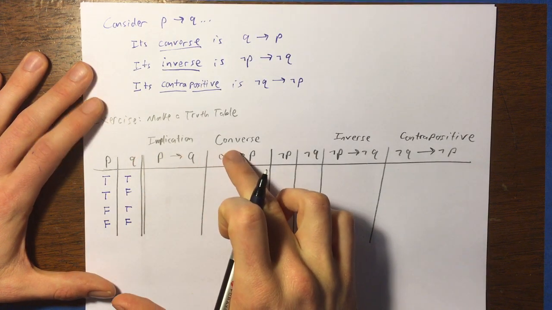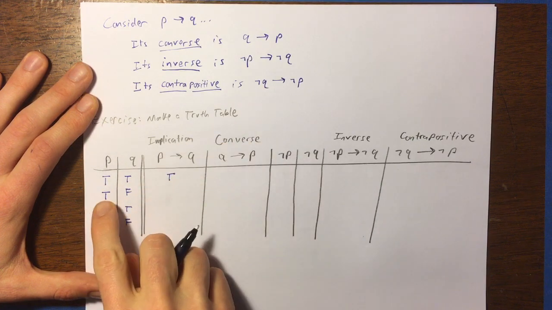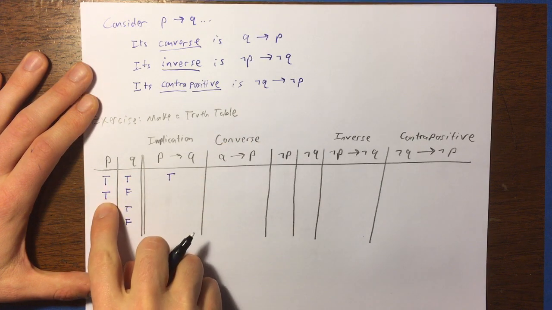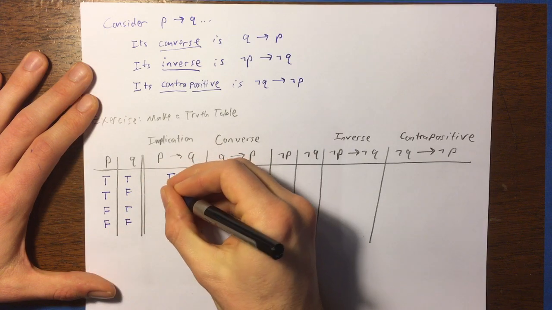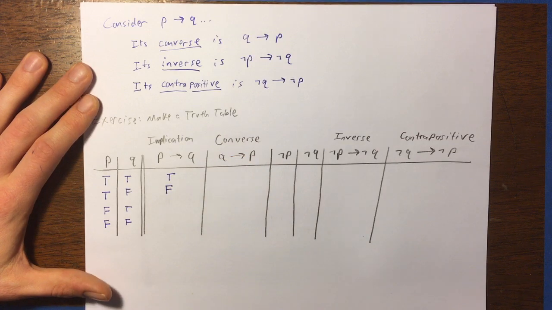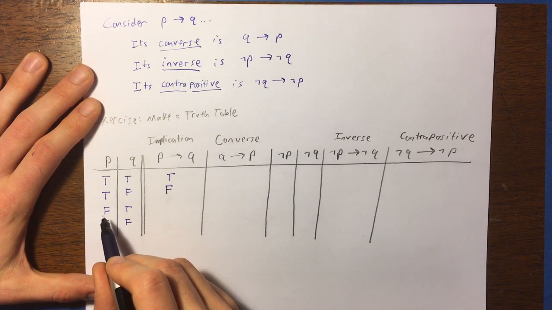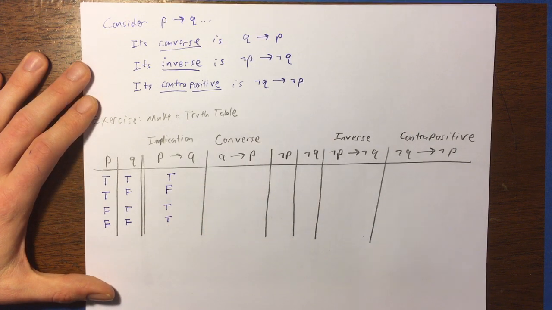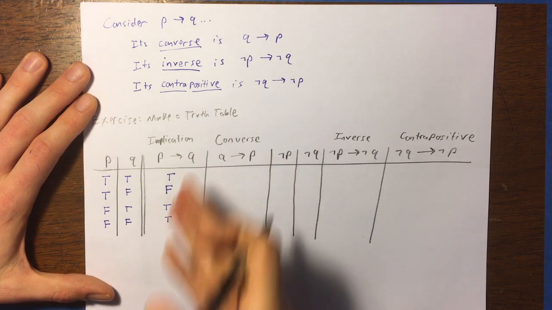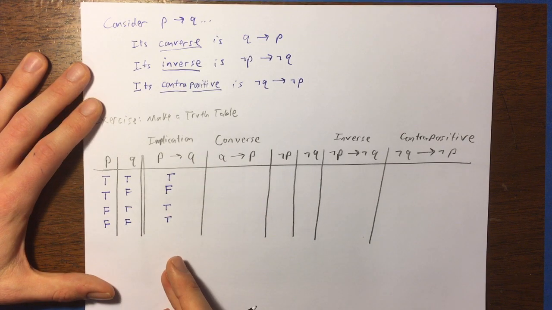Now, implication. So true implies true is true, right? But if you have a P that is true, so a true hypothesis, but a false conclusion, that is the only case, the only row in which the implication would be false. For a false P, you're going to have vacuous truth both times, right? Just a review, we've done that a couple times now, but that's how implication works.